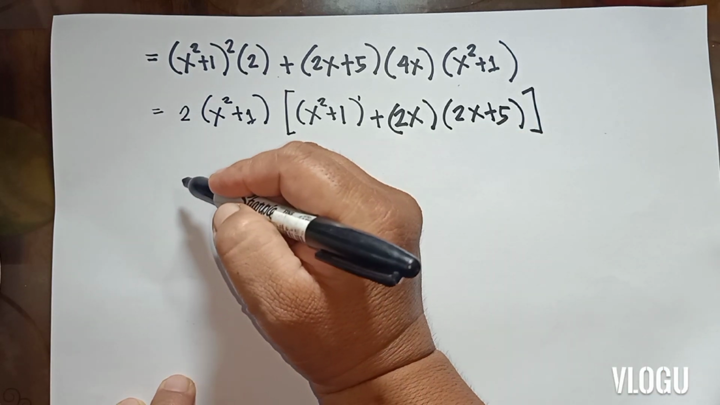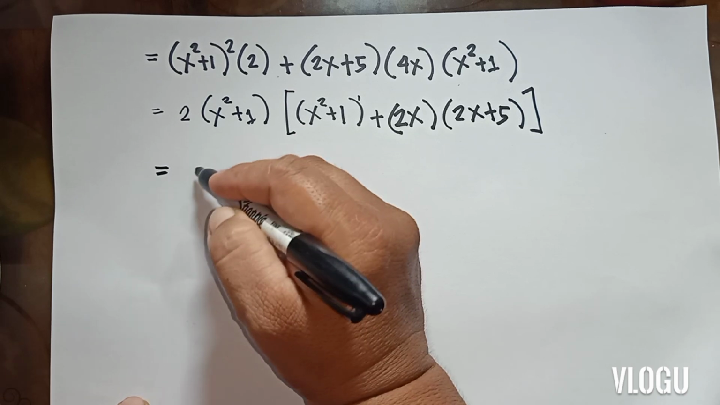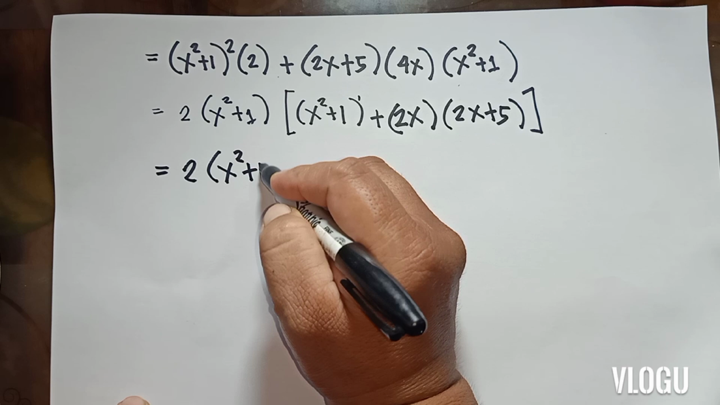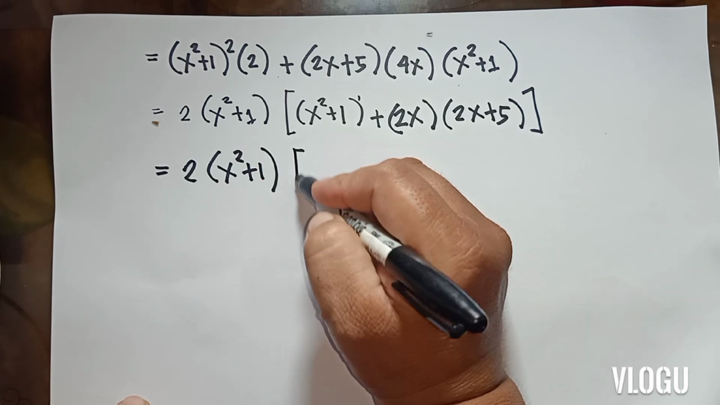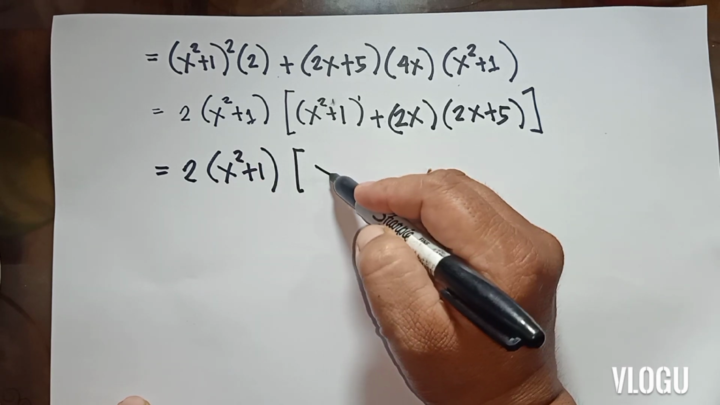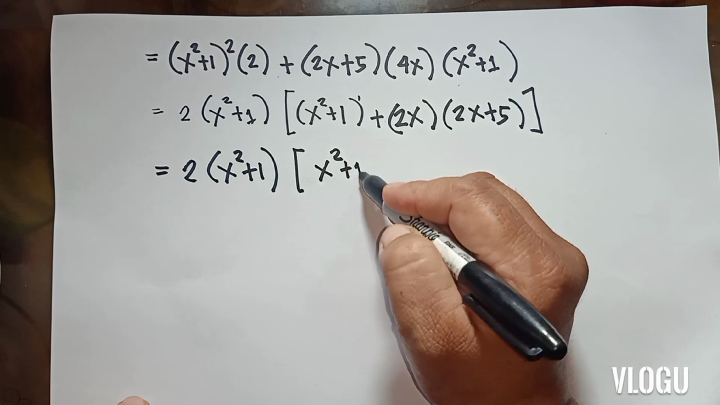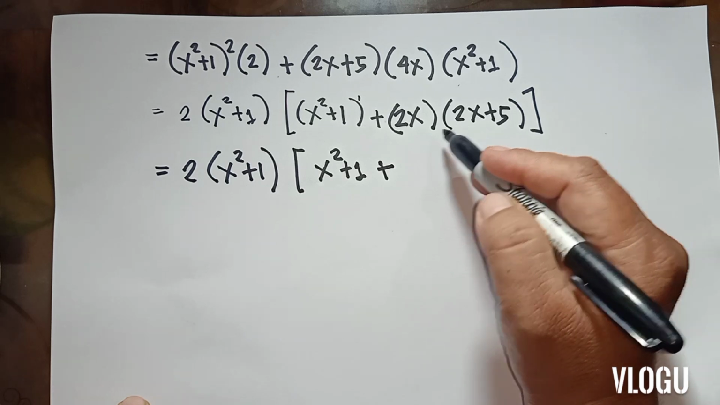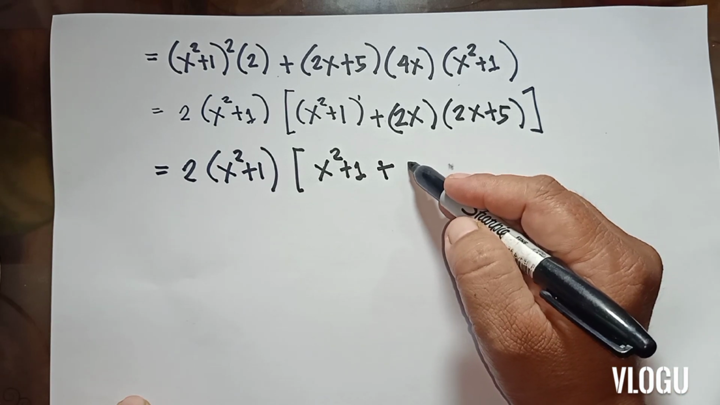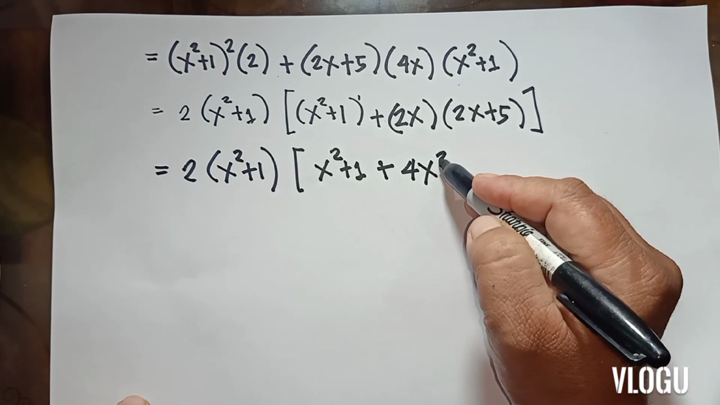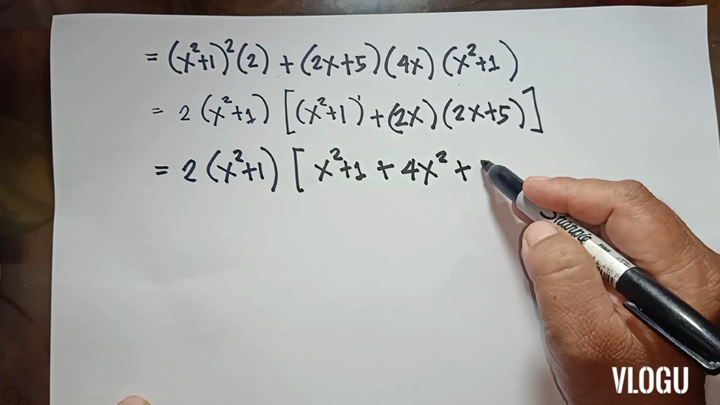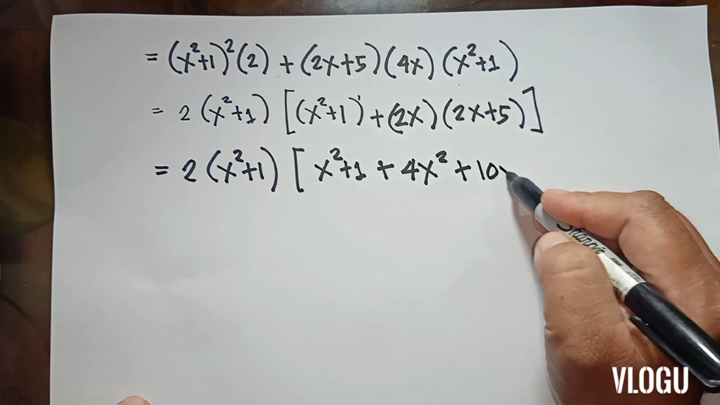So therefore, we have 2(x squared plus 1) times (x squared plus 1 plus 4x squared plus 10x).